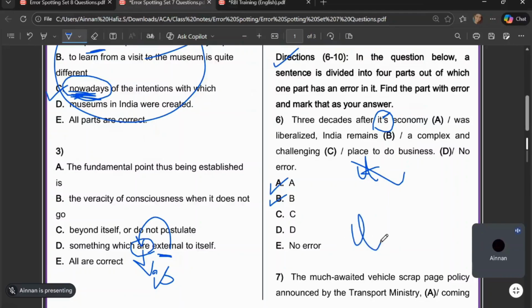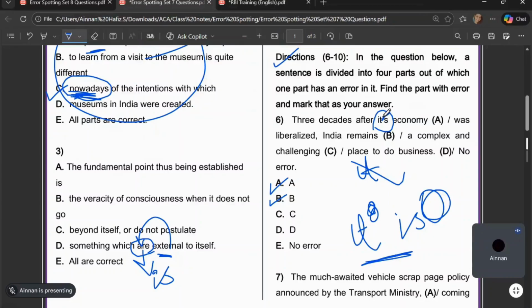Whenever you find an apostrophe in a word, it means the combination of two words. But when you do not have an apostrophe, it means it's one single sole word. So "three decades after it is economy" is grammatically wrong. So what you do is "three decades after its economy." You just remove the apostrophe from here. Did you all get it?